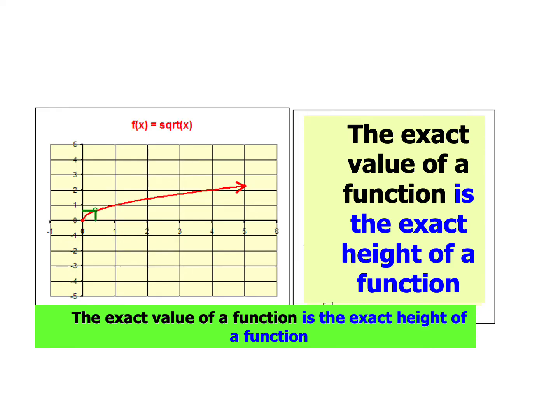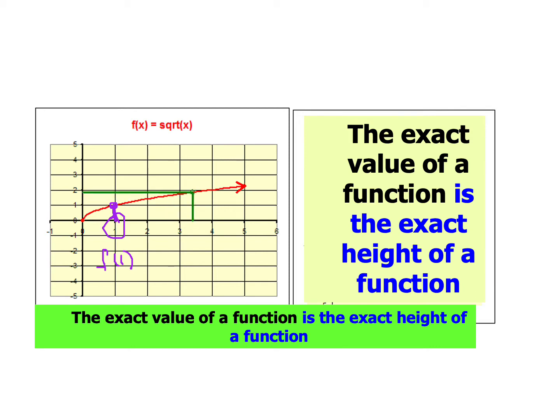Let's start first with the meaning of exact value or exact height. If I want to find, for example, the height of 1, it means I want to find f of 1. In this case, I look at the graph. Where is the value of 1? What's the height when x equals 1? Clearly f of 1 is 1 itself.